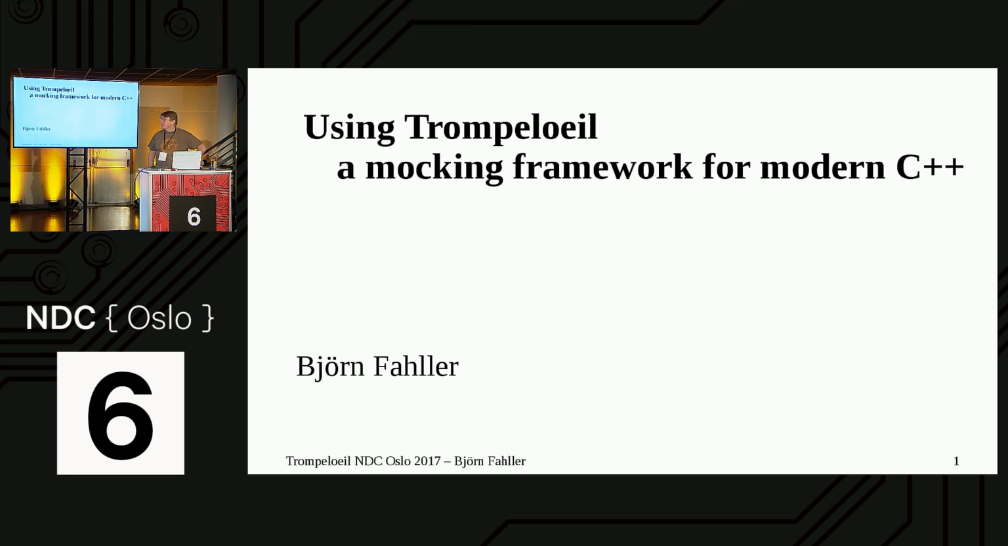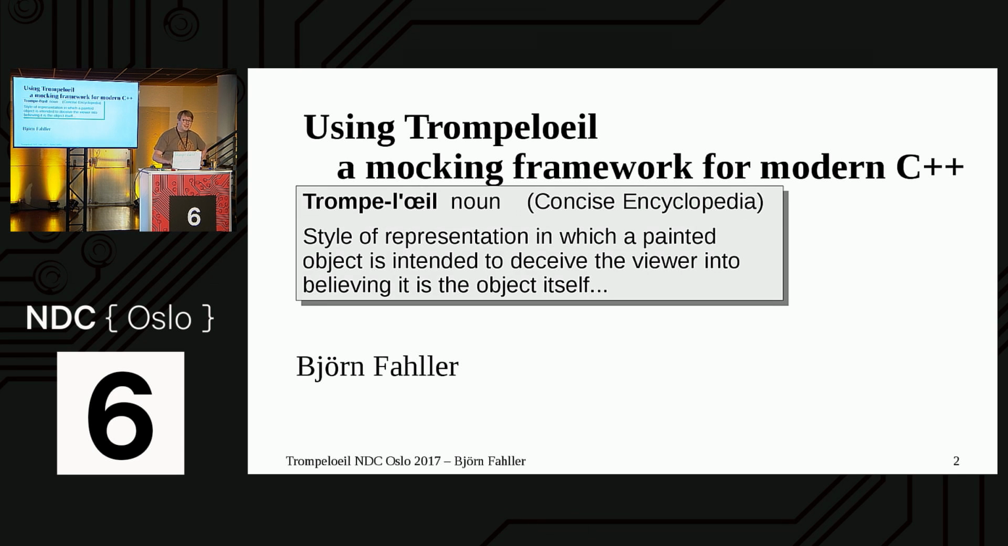Trompeloeil. The name is always an issue for surprising reasons. Here's what a concise encyclopedia says. Trompeloeil is a style of representation in which a painted object is intended to deceive the viewer into believing it is the object itself. So Trompeloeil is an art form, a visual deception. Literal translation is trick the eye or deceive the eye.